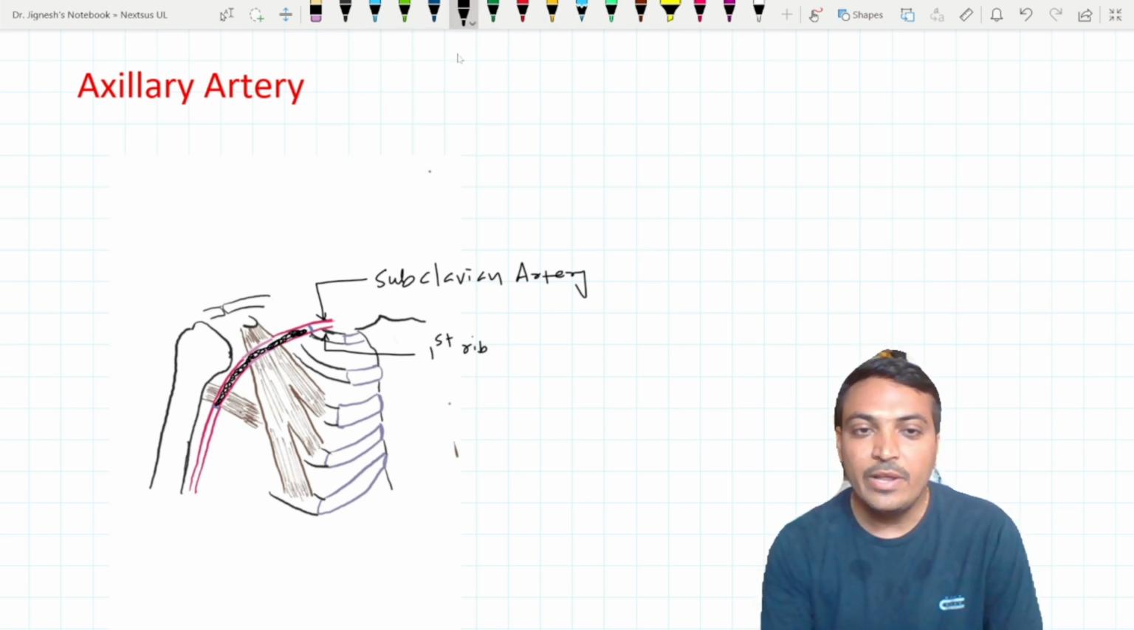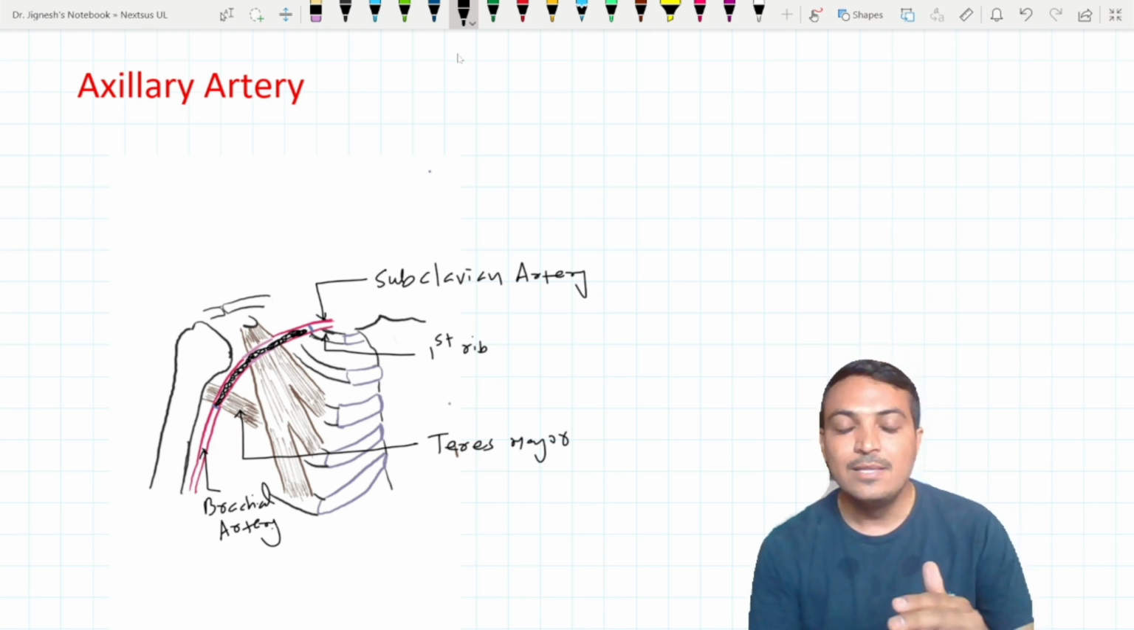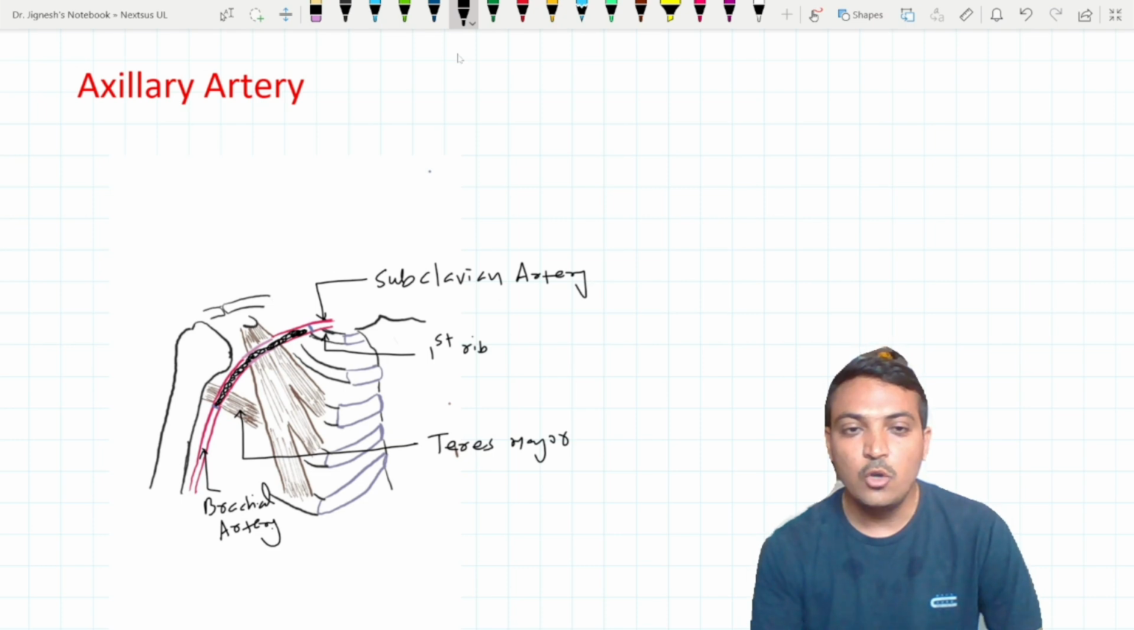When the axillary artery crosses the teres major muscle, it is now called the brachial artery. So in this figure, this one is the brachial artery. The course of the axillary artery extends from the outer border of the first rib to the lower border of the teres major muscle.